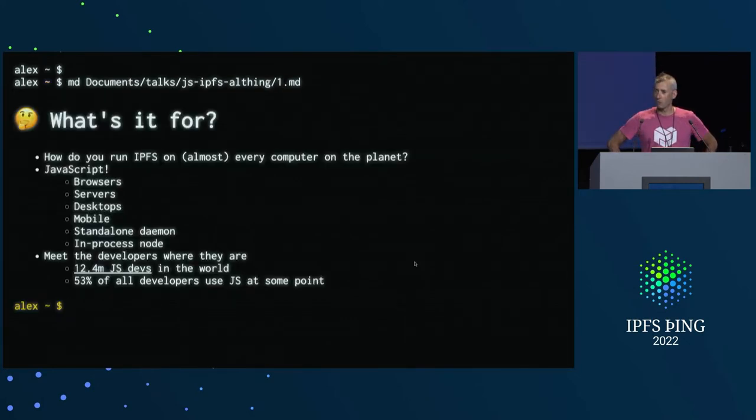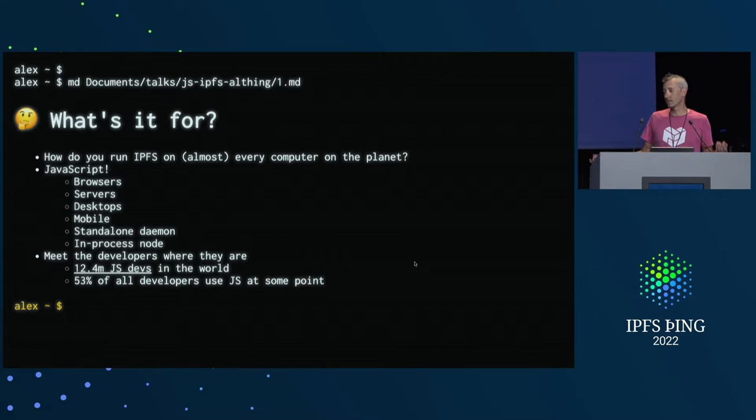js-ipfs, what's it for? It's quite hard to break it down, really, because JavaScript runs everywhere. So it's hard to just say, yeah, it's for the browser. Yeah, it's for servers, but it's for everything, unfortunately. It runs on almost every computer on the entire planet. So if you want to get IPFS onto every computer on the entire planet, JavaScript is a great place to start. So it runs on browsers, servers, desktops, mobile, to a degree.